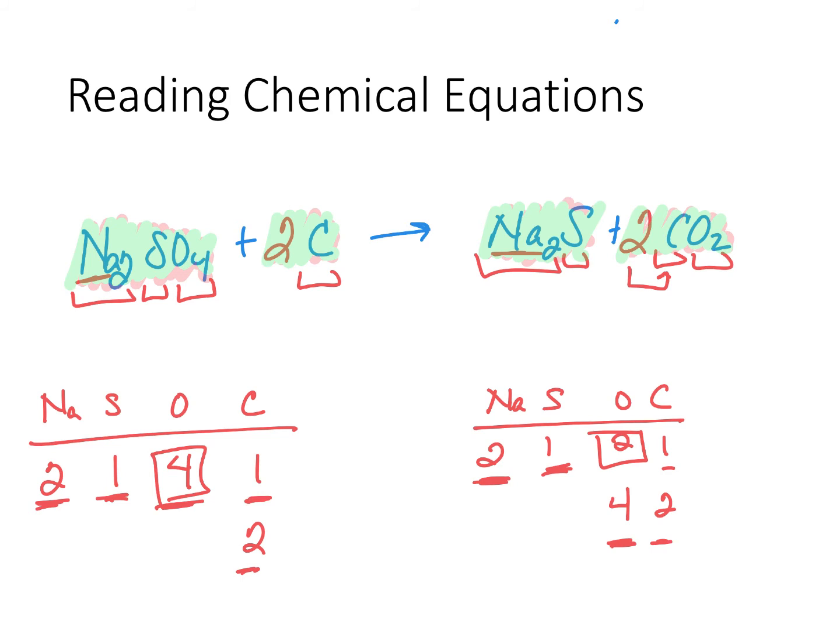I could do the same thing with a mole. I could say I have 1 mole of Na2SO4 reacting with 2 moles of carbon to give me 1 mole of Na2S and 2 moles of CO2. So the ratios hold using those coefficients, whether you're talking about individual molecules, talking about a dozen molecules, talking about moles, which is the most common, any of those work.